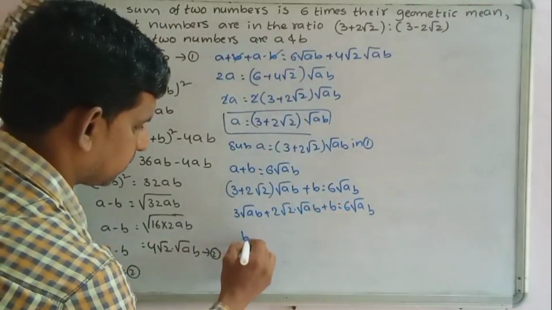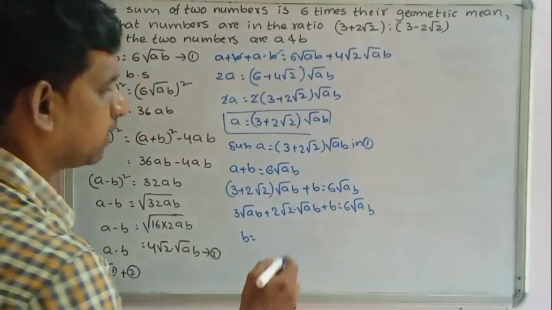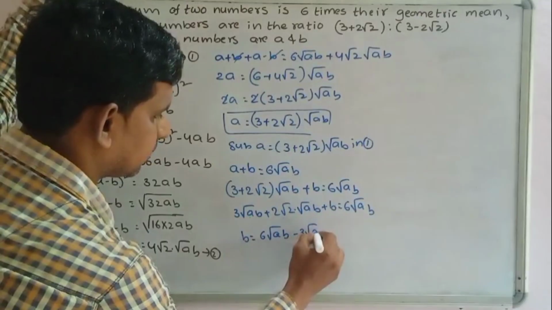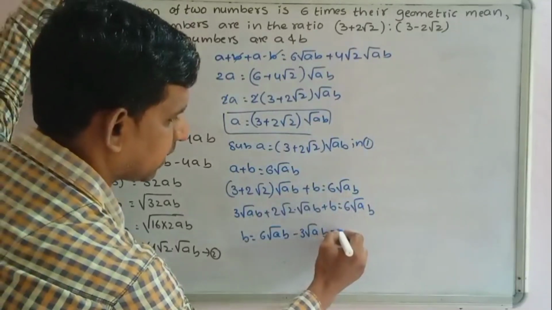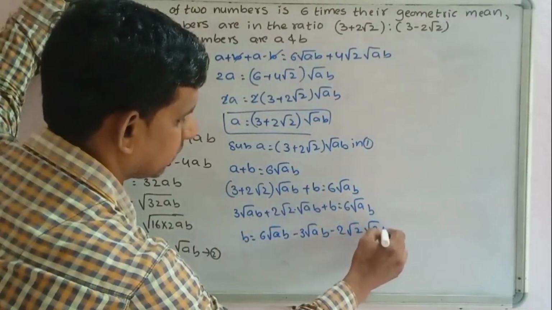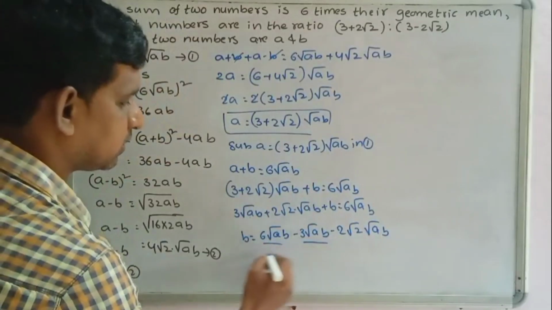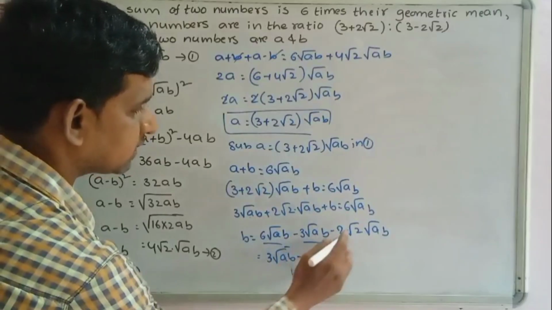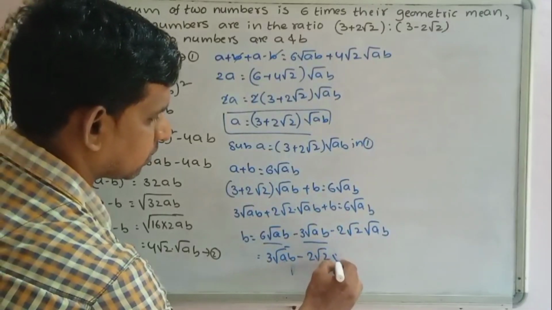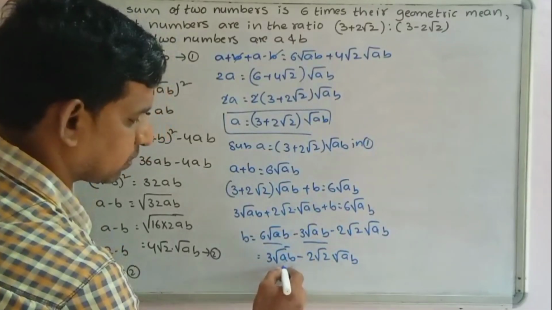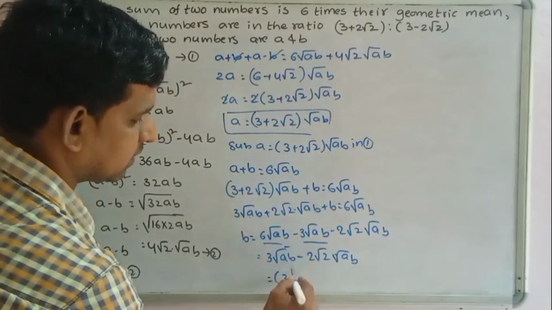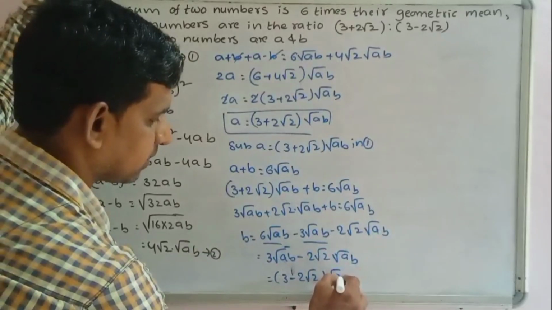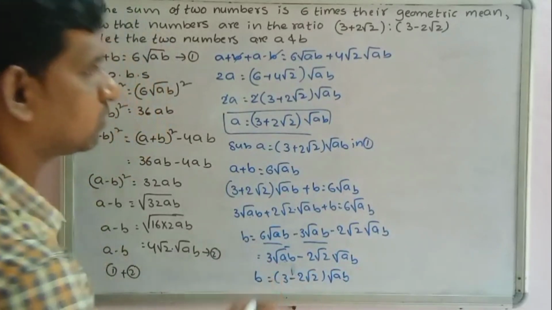So b equals, these all terms transpose to the left side: 6 root ab minus 3 root ab, and this term transposed to the left side, minus 2 root 2 square root of ab. See, 6 root ab minus 3 root ab is 3 root ab, minus 2 root 2 times root ab. In this, root ab is the common term. So here 3, here minus 2 root 2: 3 minus 2 root 2, root ab common. What is this value? The b value.